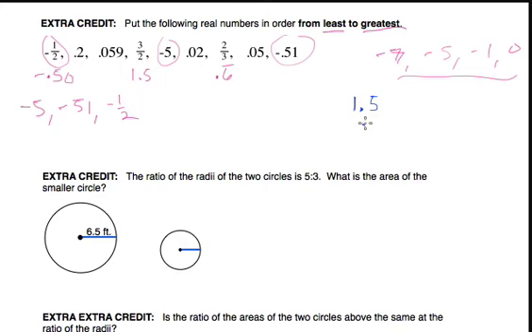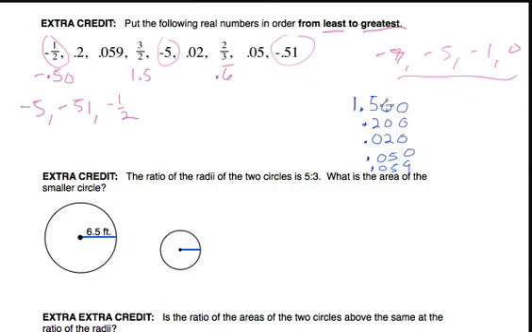1.5, and then we're going to put a 0.2, and then let's put the ones that look similar next to each other, 0.02, and then 0.5, and then 0.059. What I like to do is, if this decimal has 3 places, then they should all have 3 places. So we can compare them.